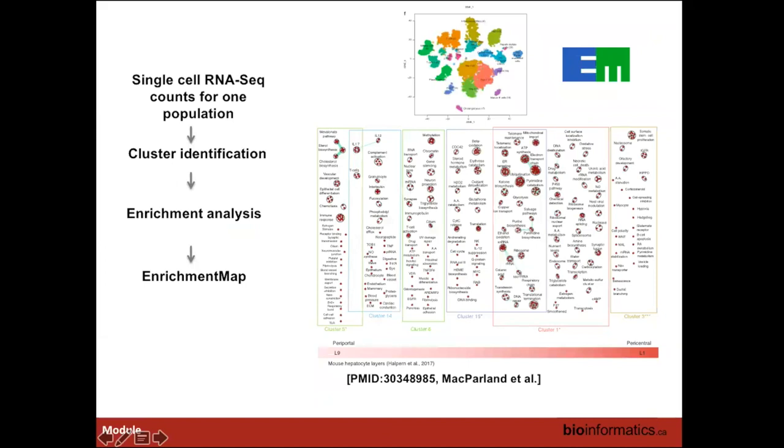This is an example of an enrichment map that was created using single cell RNA. Here we see the t-SNE plot of the single cell RNA with the different clusters. What they did is they took different clusters of interest, and then they ran a pathway enrichment analysis on the individual clusters, and then they created an individual enrichment map for each of these clusters. We are going to do something similar in the particular collab number one. So the steps were cluster identification, then enrichment analysis in each of the clusters, and then enrichment map.